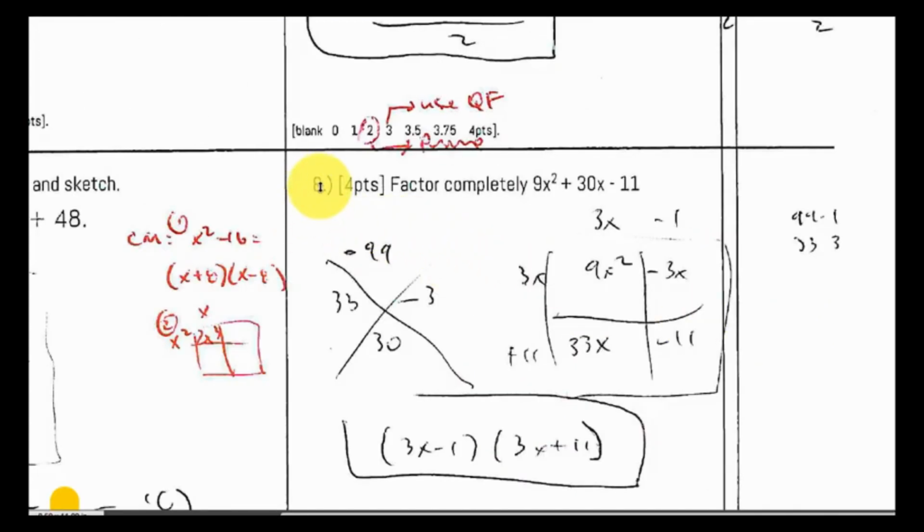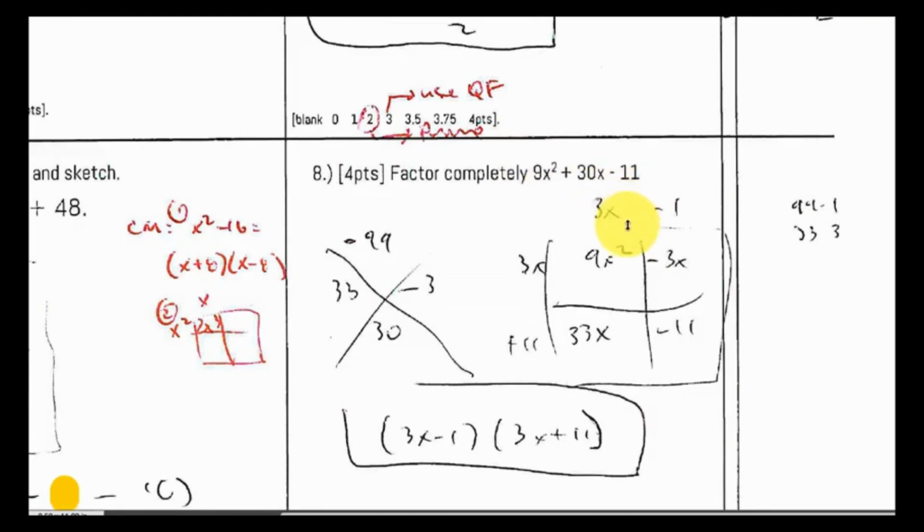And the last problem, number 8, factor completely. So, trinomial, 1, 2, 3. You should recognize half of 2 is 1, so you can use your X box. Long, it's difficult, but you can do it. Let's do it.